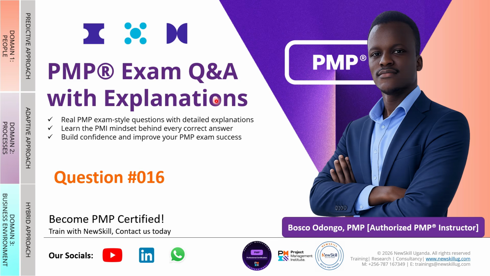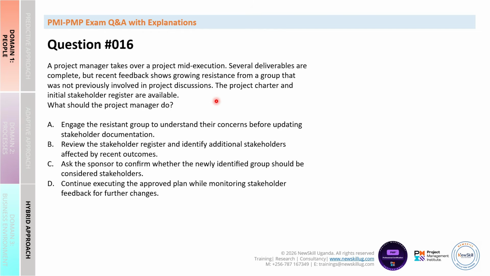So tonight we look at question number 16. Let's dive in. A project manager takes over a project mid-execution. Several deliverables are complete, but recent feedback shows growing resistance from a group that was not previously involved in project discussions. The project charter and initial stakeholder register are available. What should the project manager do?